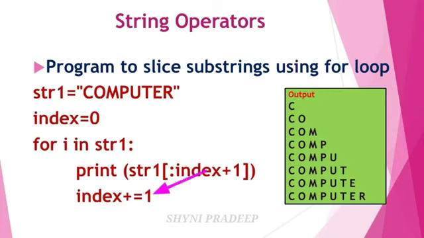Next is see the increment. Index is equal to index plus 1. What is the index value now? 0. 0 plus 1, 1. Now our new index value is 1.